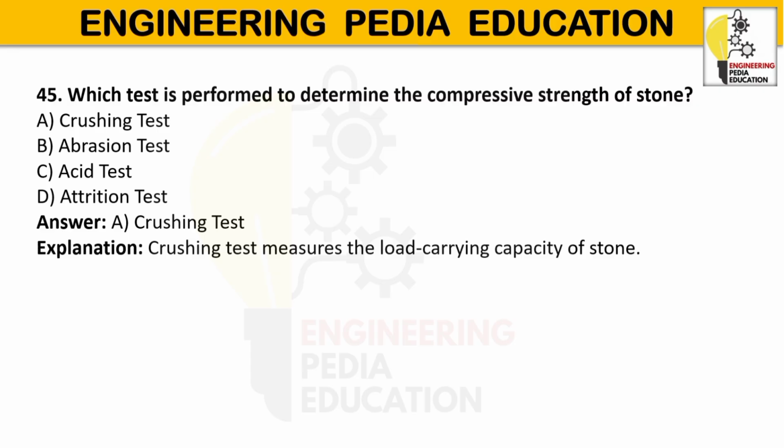Prepare a stone specimen, usually a cube of about 50 mm. Place it under the compression testing machine. Apply gradual load until the specimen fails. Note down the maximum load at failure.